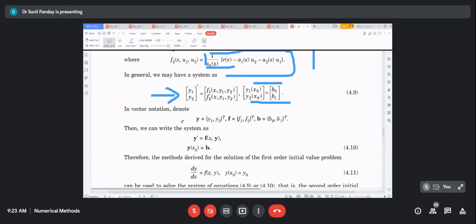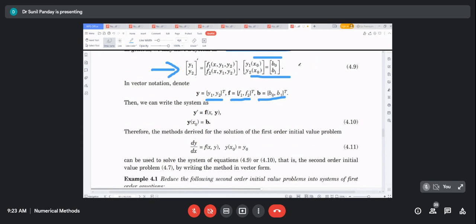So they use a capital Y or bold Y to represent this, and here this is a transpose, then f is represented by capital F, and this is capital B or bold B. Then this system of first order equations 4.9 can be rewritten as y dash equals f of x comma y, and y of x naught equals b as the initial condition.